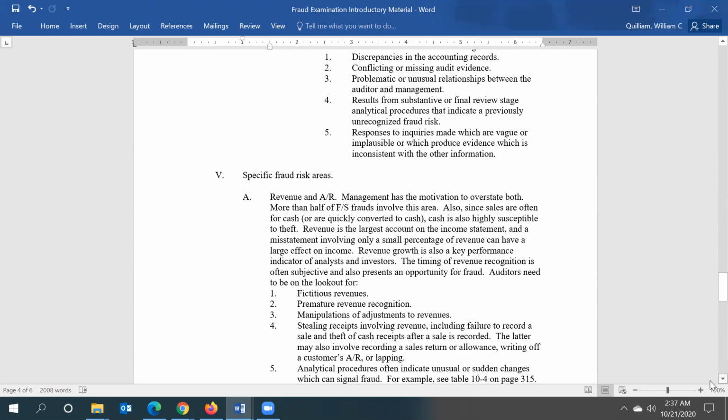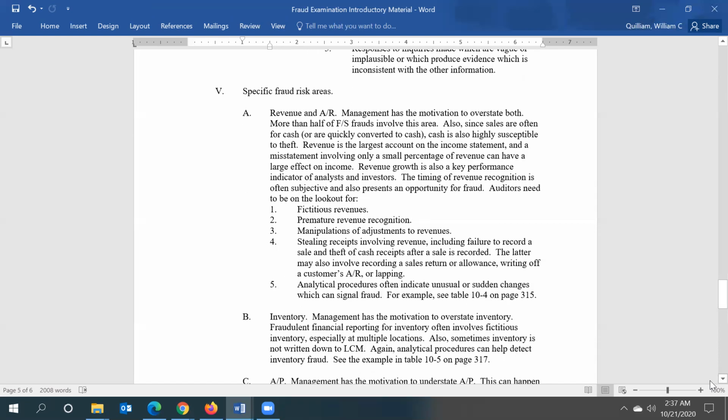Let's come down to Roman numeral 5, some specific fraud risk areas. First of all, revenue and accounts receivable. Well, management has a motivation to overstate both. Overstating revenue would also overstate income. Management always has that motivation. And overstating accounts receivable overstates assets. In other words, management also has that motivation too. And more than half of financial statement frauds involve this area. And also, since sales are often for cash or quickly converted to cash, cash is also highly susceptible to theft. So cash is right in here.